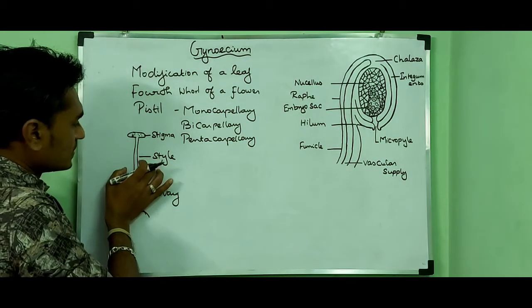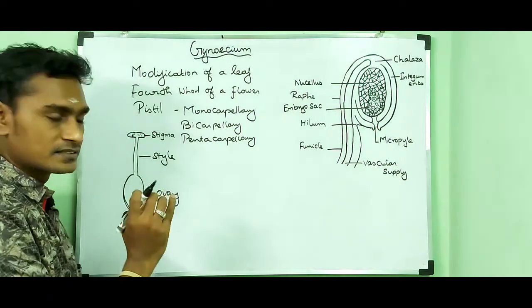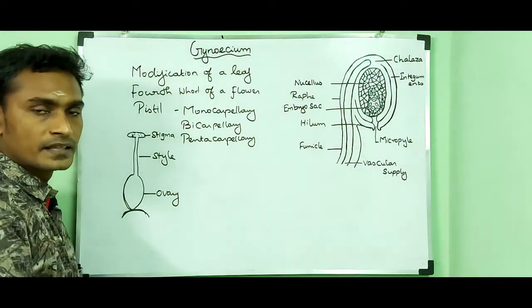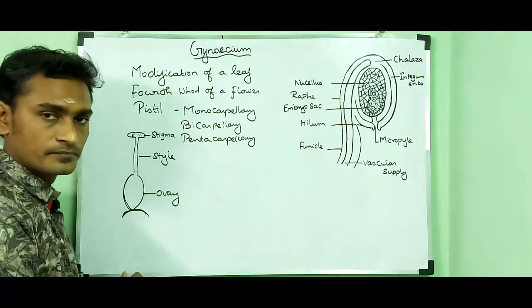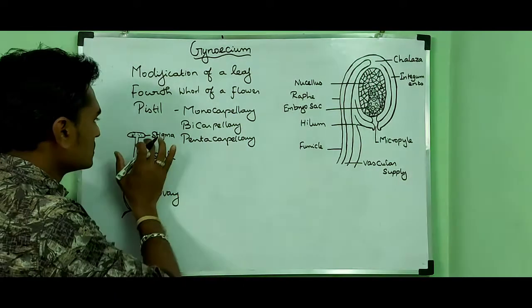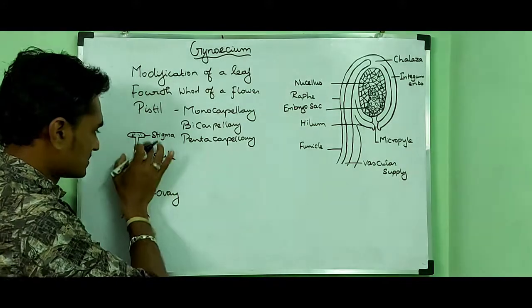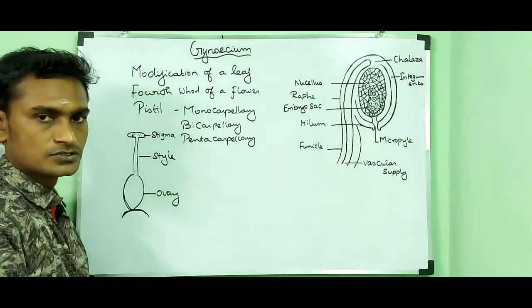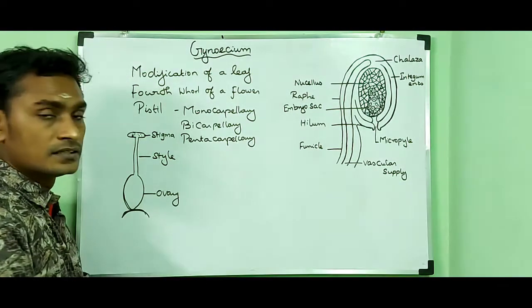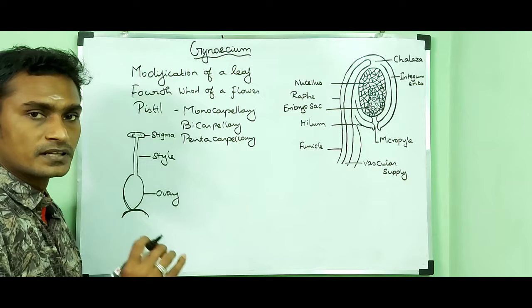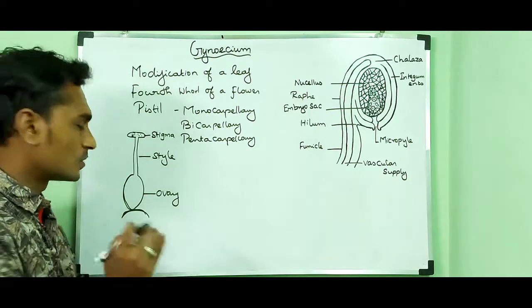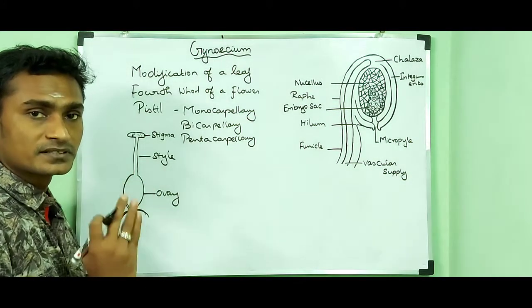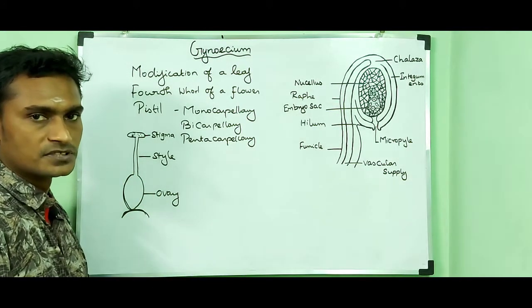Then a slender stalk-like structure which connects the ovary and the stigma is called the style. Then the basal swollen part of a pistil is called the ovary. In the pistil there is a swollen part, and that part is called the ovary.